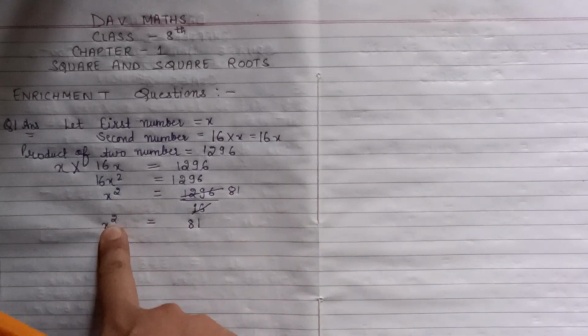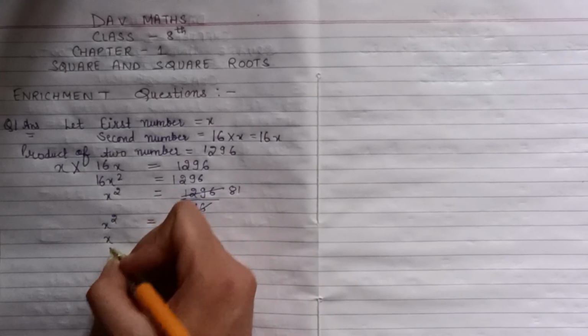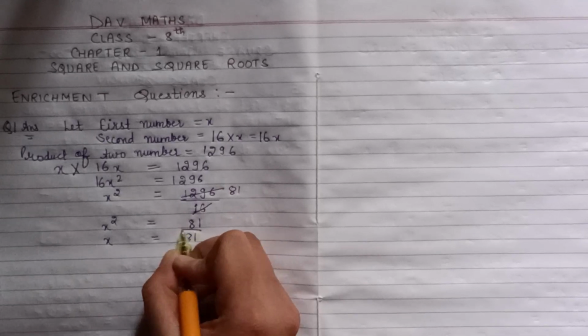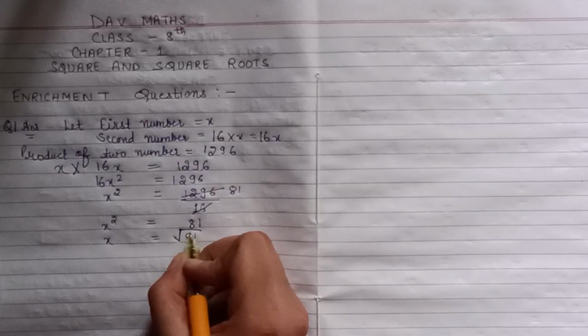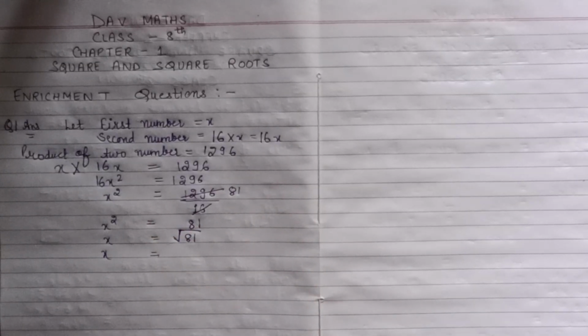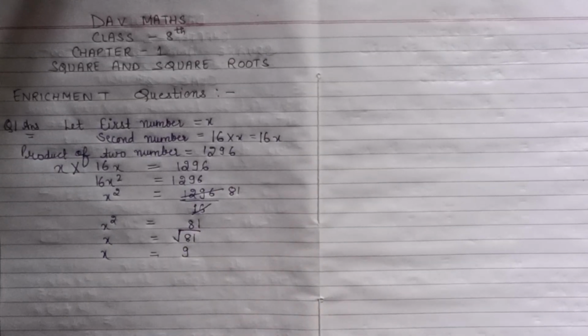Now I can remove the square from here and write only x. x is equal to the square root of 81. Square root of 81 is equal to 9, since 9 9s are 81. This forms a pair. Now I write only one 9 from here. Square root of 81 is 9.